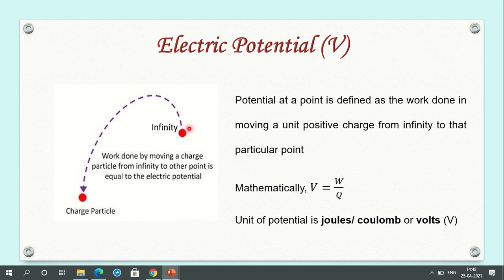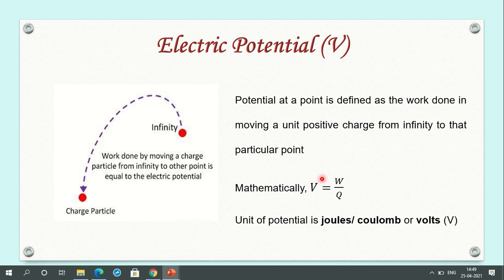So the work done in bringing a unit positive charge, that means 1 coulomb of charge, from infinity to this point is the potential of this point. So it can be called voltage also. The potential of this point is called the voltage of this point also.